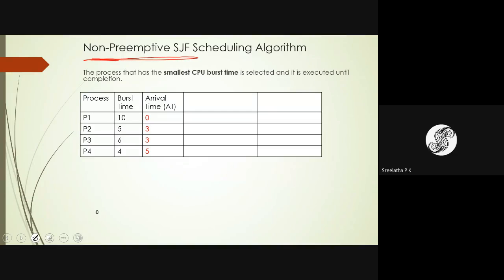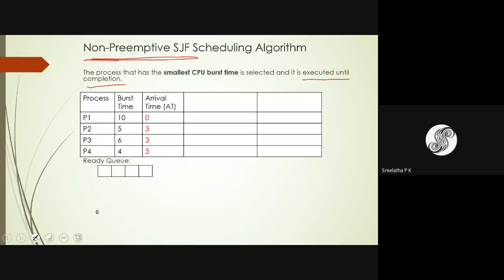Once the program is selected, it completes the execution. It is not taken out of the processor. So it completes the execution, and then only the next program is selected. Fine. So these are the arrival times.